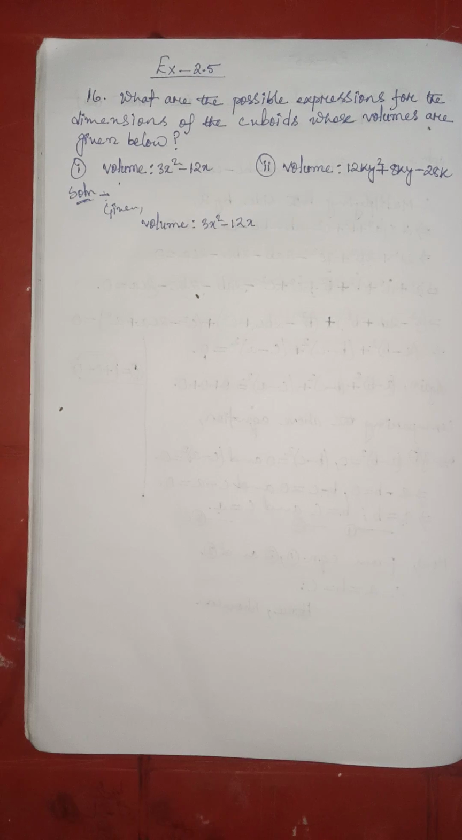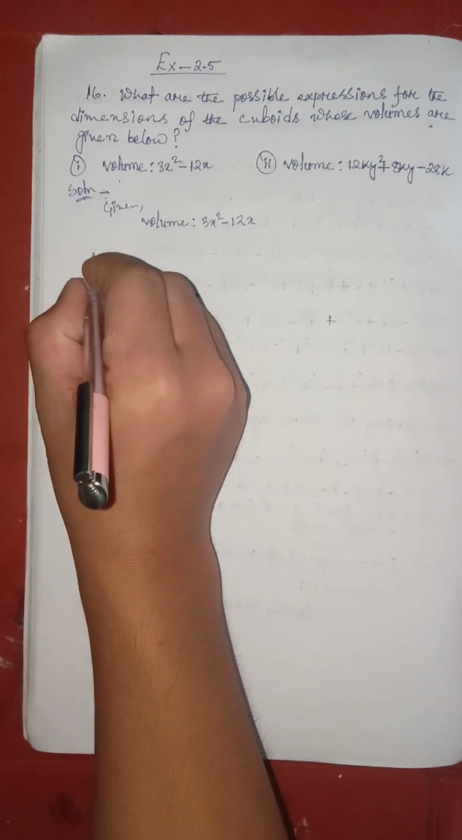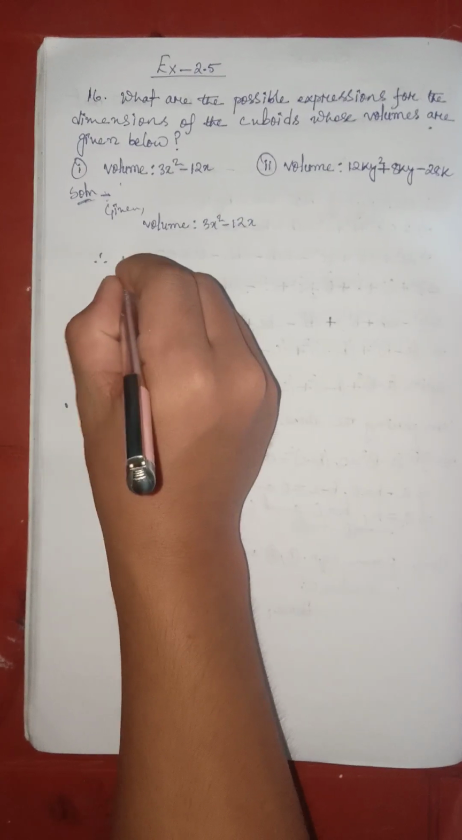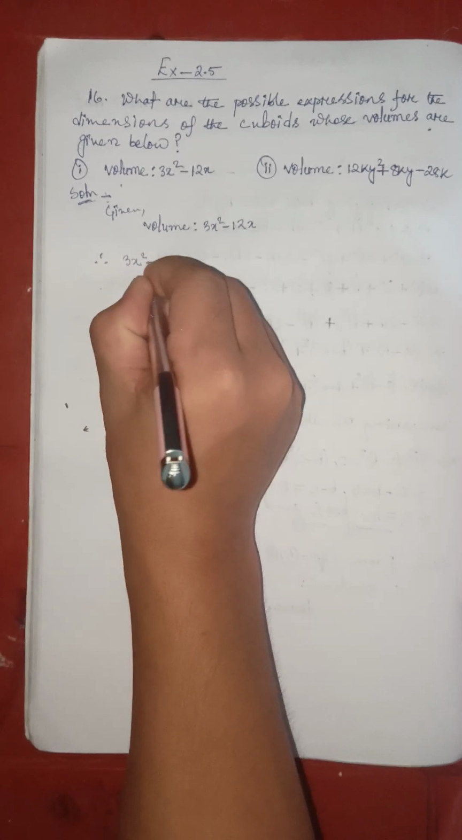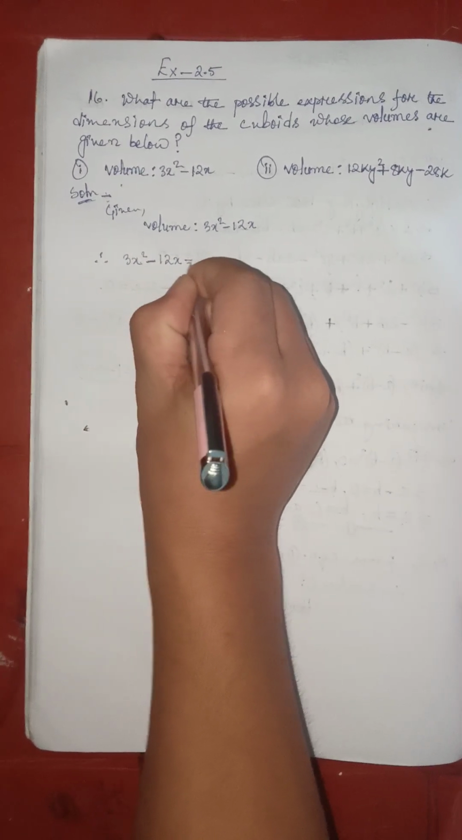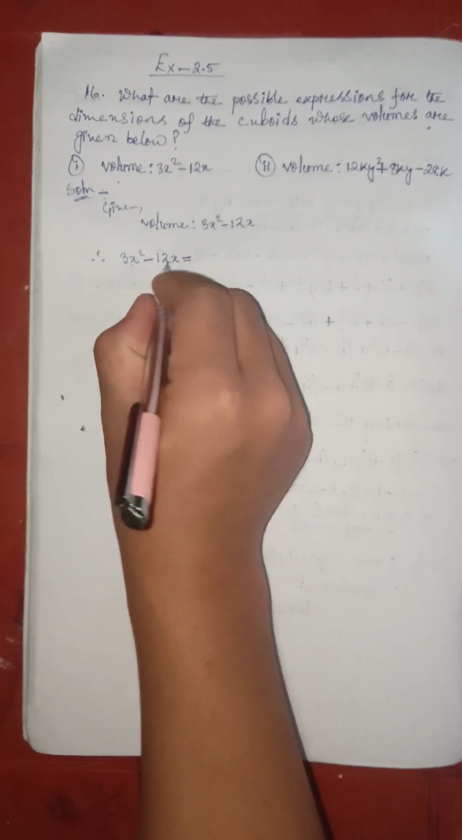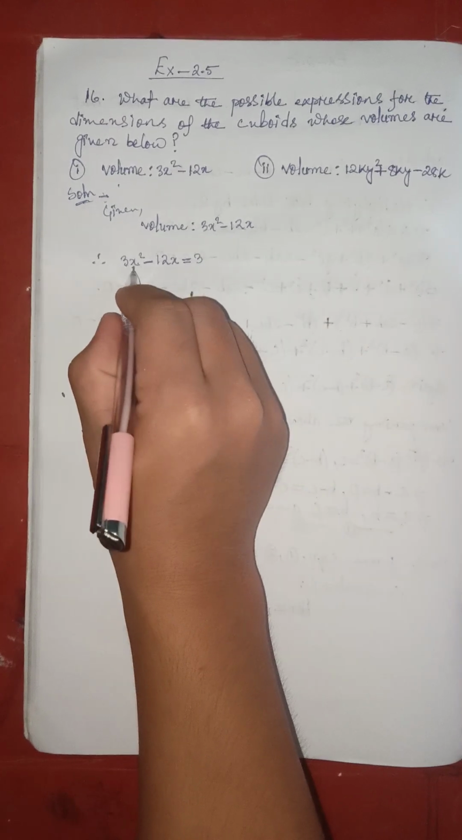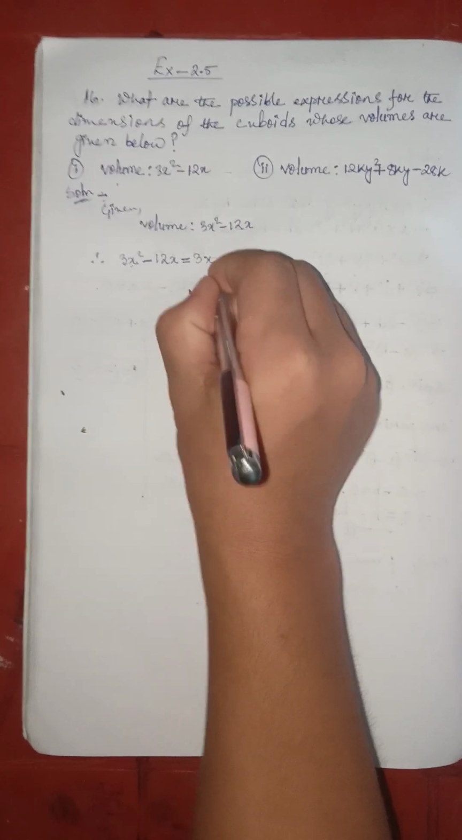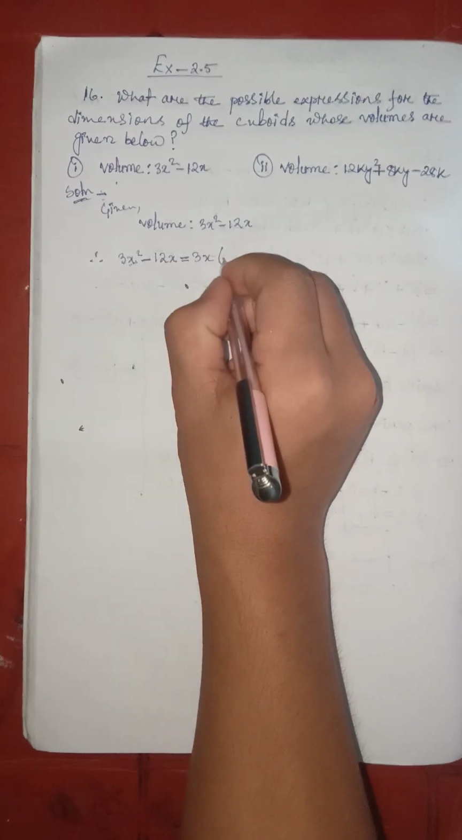Here we have volume, which is 3x squared minus 12x. Now, in order to find the dimensions, which are length, breadth and height, how should we do it? It is simply to factorize this. You write it here. Therefore, what is this? 3x squared minus 12x. And let us write this again. If you can take something common, then try to take it now. Here we have x. It is x, and what is this? x squared.